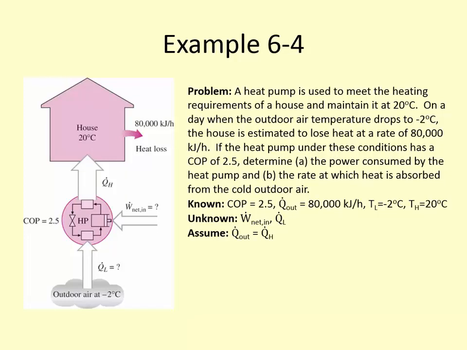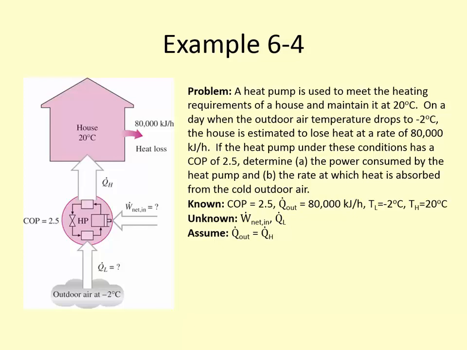Okay, so if we're losing 80,000 kilojoules per hour from our home, that's how much our heat pump needs to replace, right? So we're losing heat to the outdoors at this rate. That's how much heat our heat pump needs to supply in order to maintain the temperature at 20 degrees Celsius, which is like 72 degrees Fahrenheit, something like that. So we can assume that Q out is equal to Q sub H.